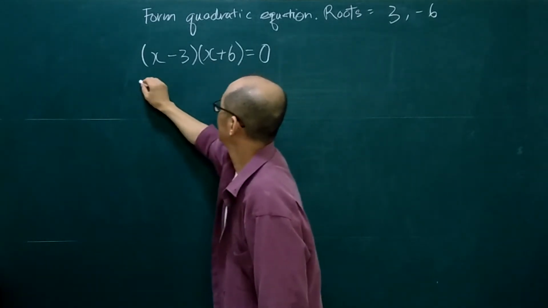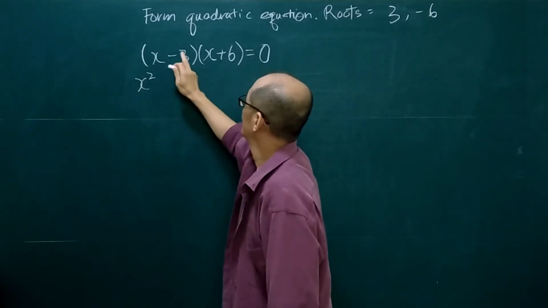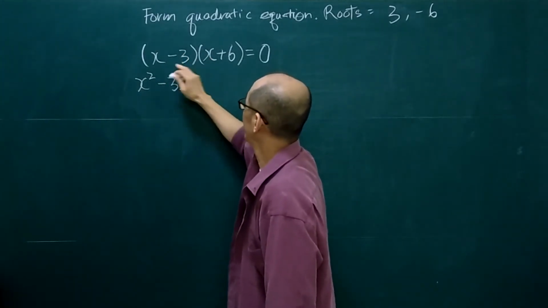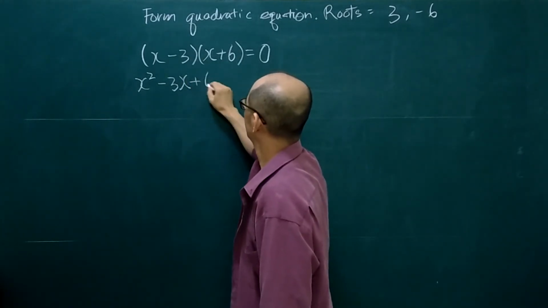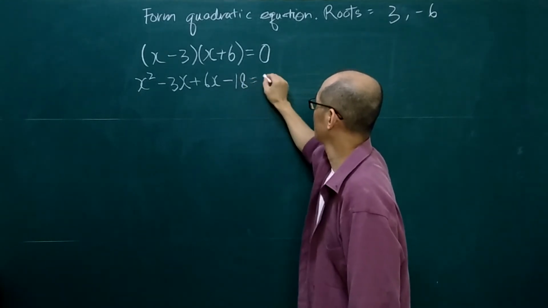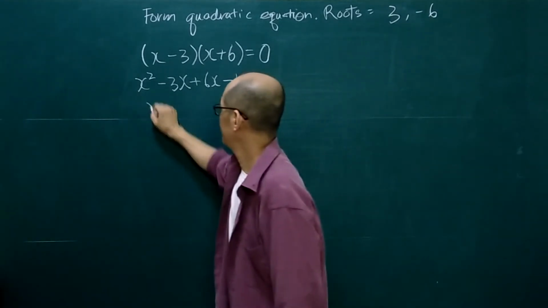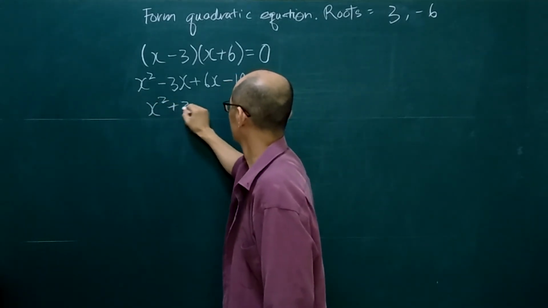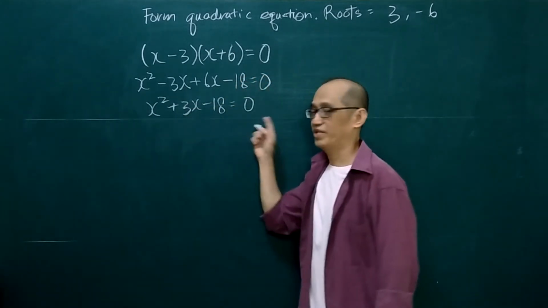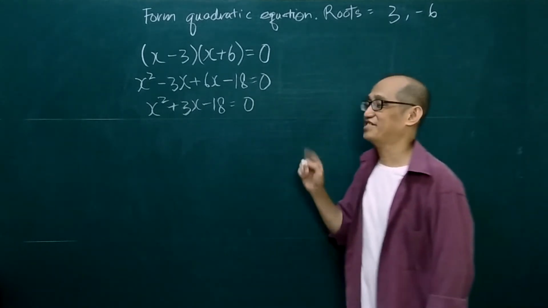x times x, we get x squared. Negative 3 times x, we get negative 3x. And then x times 6, we get 6x. Negative 3 times 6, we get negative 18. And we get the quadratic equation already.